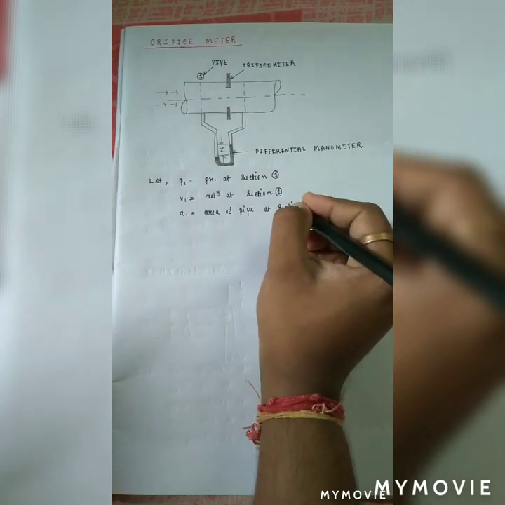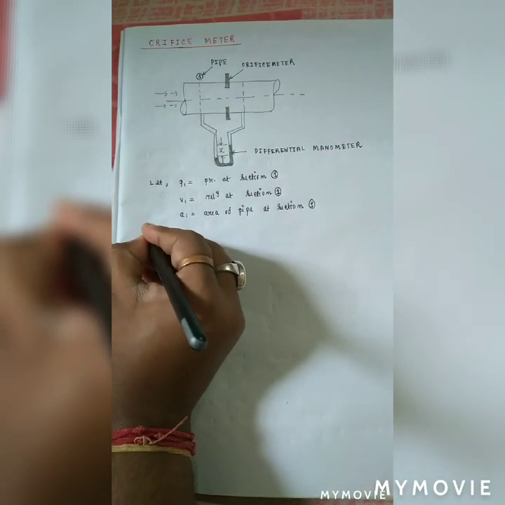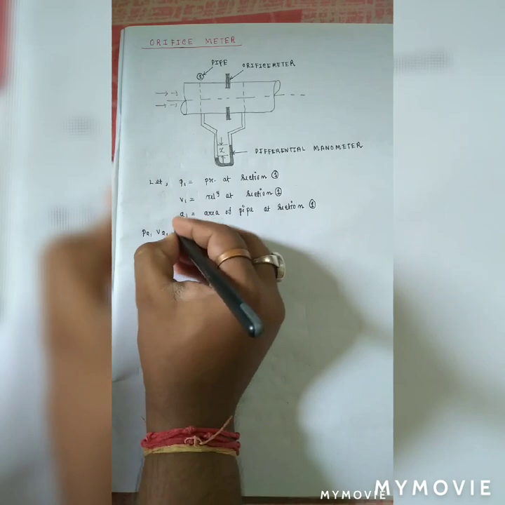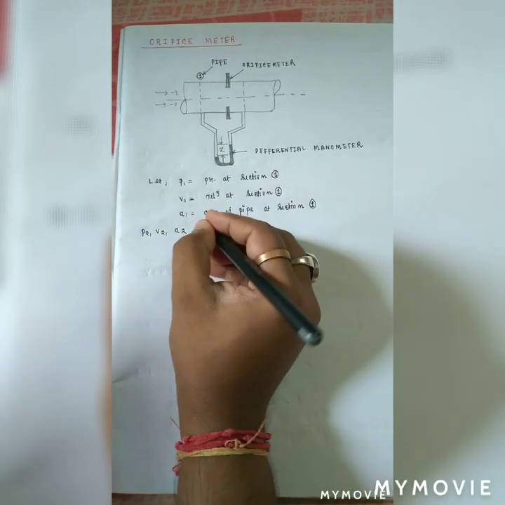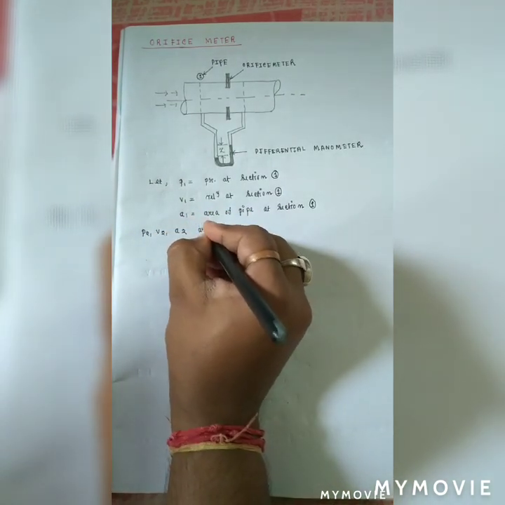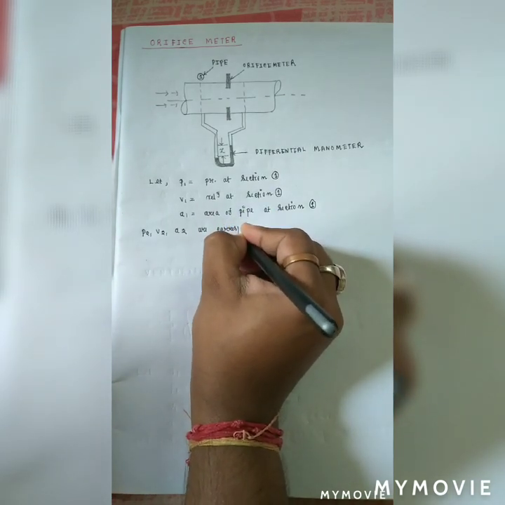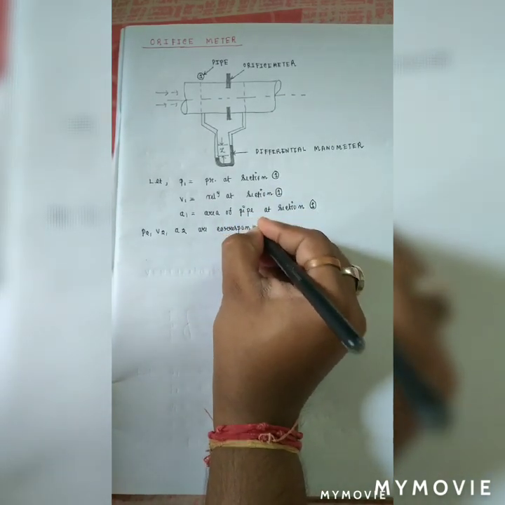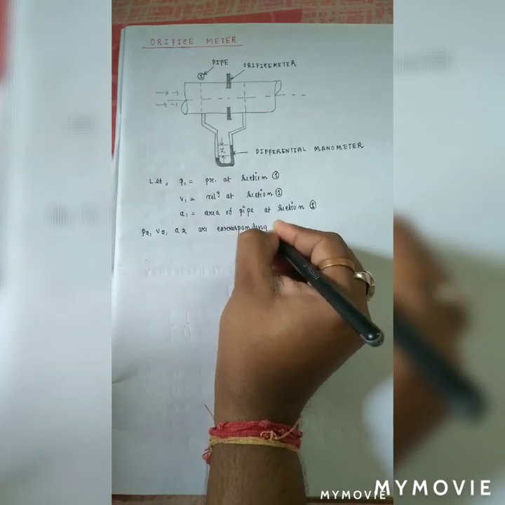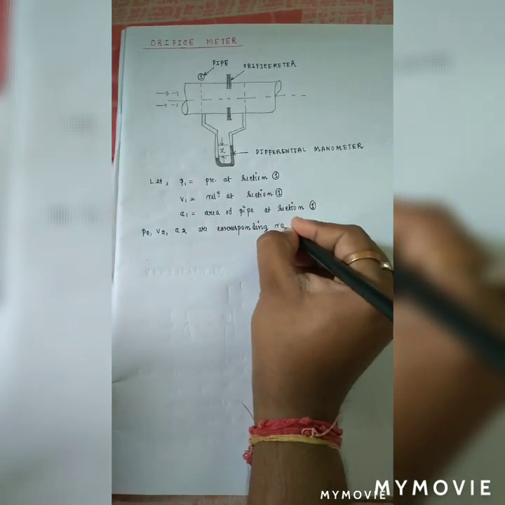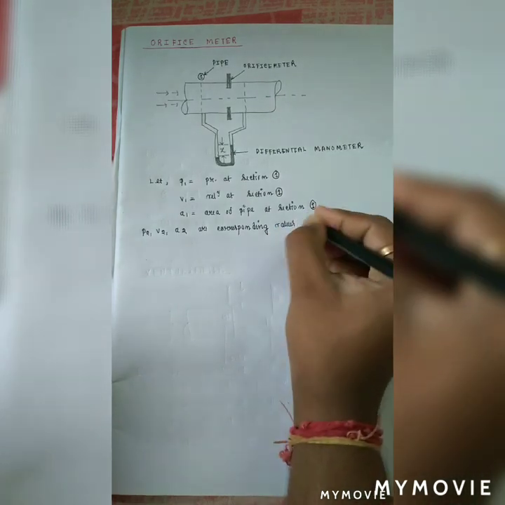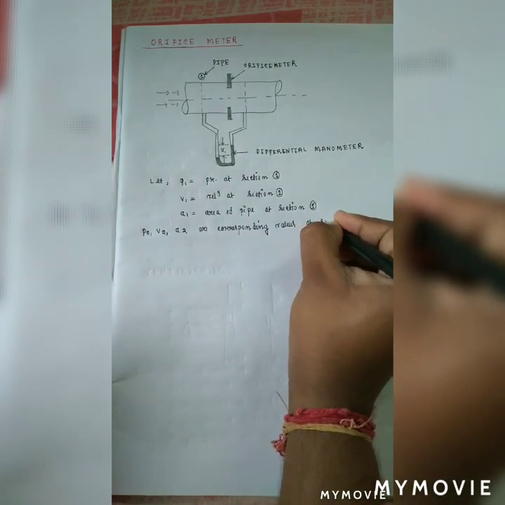Now, same as in the venturimeter, you can know P2, V2, A2 are the corresponding values at section 2. Means pressure at section 2, velocity at section 2, or you can say area at section 2. Okay, corresponding values at section 2.